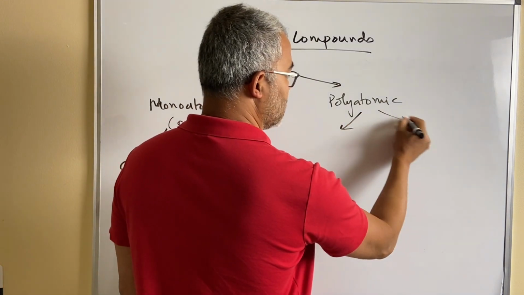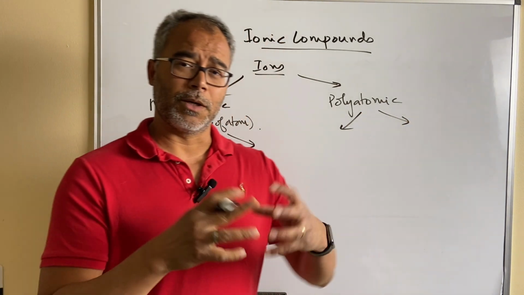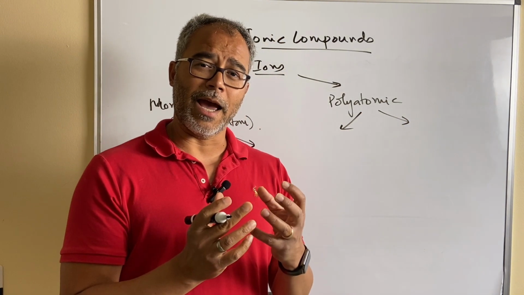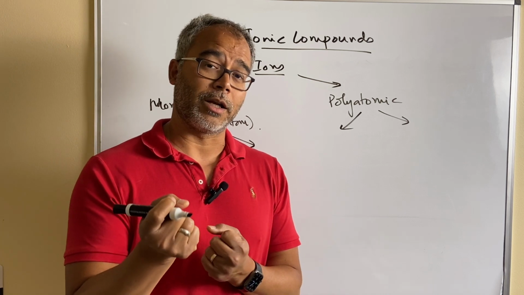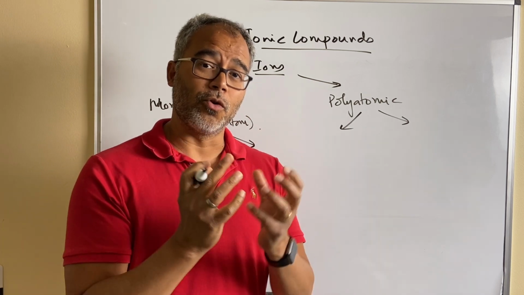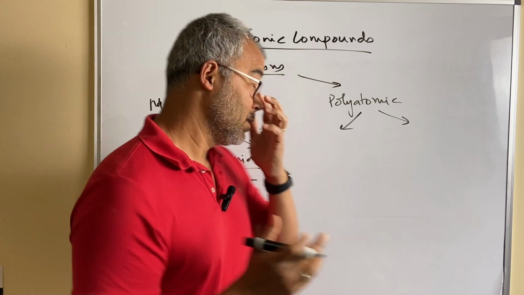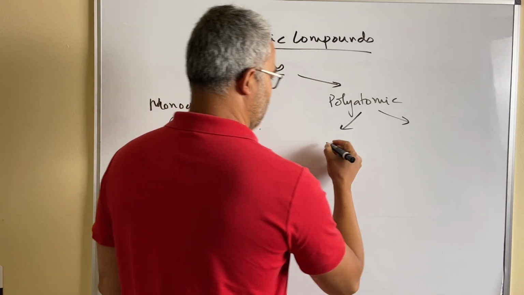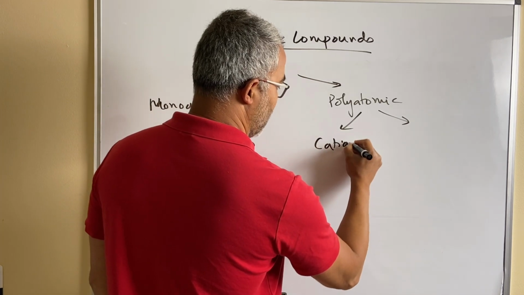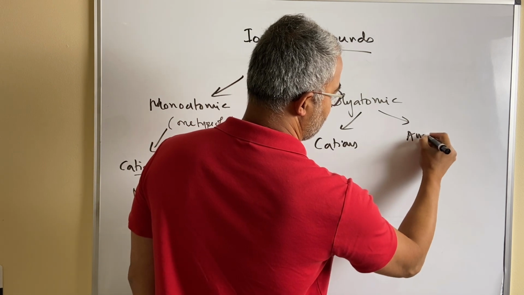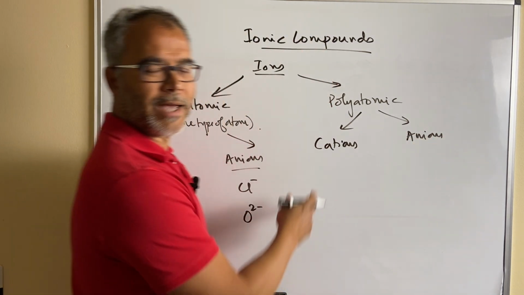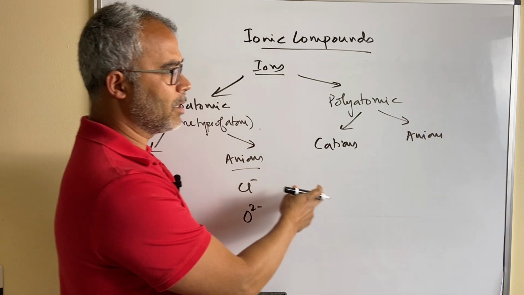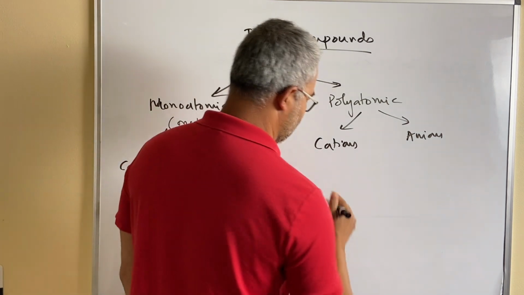For polyatomic, turns out you can have a group of atoms come together and they can have one charge sitting on it. So you have to treat the entire group as an ion. So you could have cations that are polyatomic, and you could have anions. You have very few cations you're going to come across that are polyatomic, but you're going to come across a lot of anions.